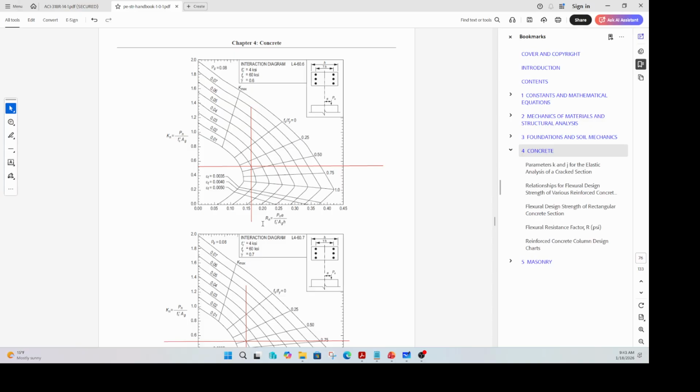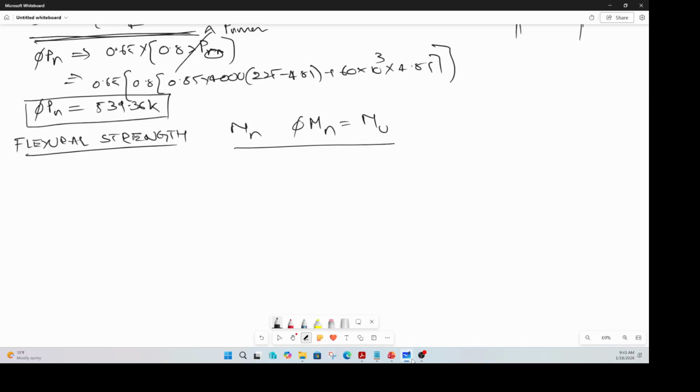So let's go back, calculate the gamma value, and then see where we end up. Okay. So the gamma value is again the distance between the reinforcement, right? So we need to take a little bit of caution in computing that value.